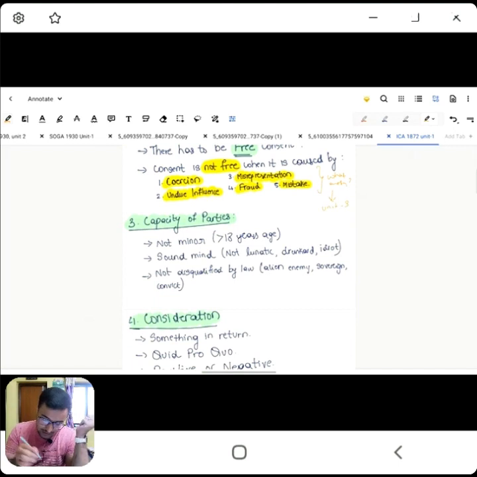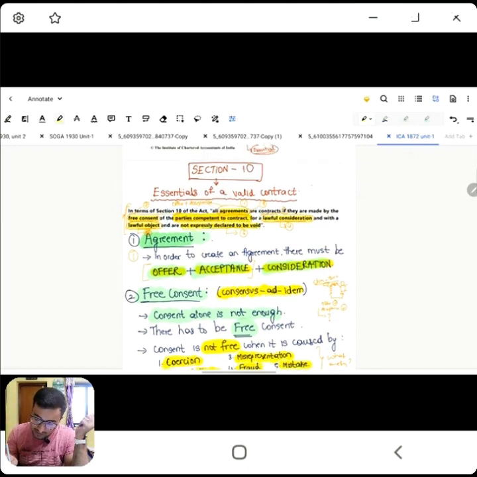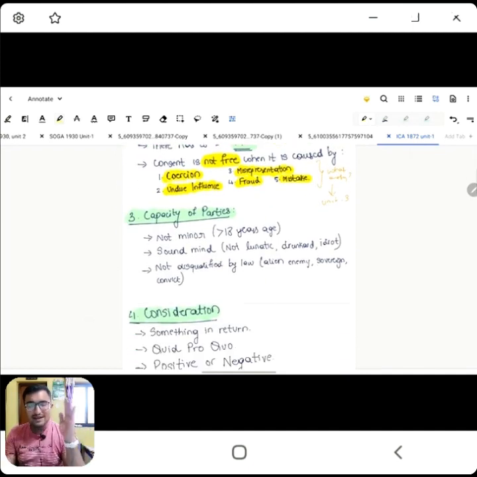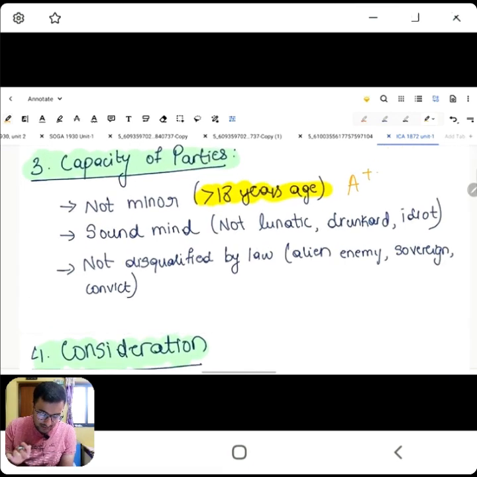Third condition, capacity of parties. Where was this? It was over here. Parties should be competent to contract, right? When will you say that parties are competent to contract? If I'm entering into a contract with a 2-year-old child, is it a valid thing to do? Obviously not. You can't enter into contracts with children. So, in order for the party to be competent, he has to be at least 18 years or above, has to be an adult, right? A plus is not a grade, it's adult. He should not be a minor.